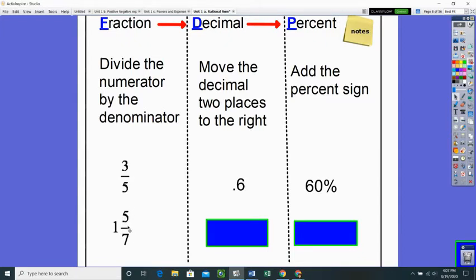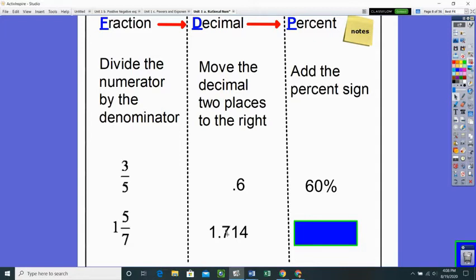1 and 5/7, the book likes to say you got to go to improper number. I disagree. If you have a whole in front of the fraction, you're going to have a whole in front of the decimal. So just put that 1 in front and then forget about it. And then do the same thing you did up here. 5 divided by 7 would give you 0.714. Put the 1 out in front, and 1 and 5/7 is the same thing as 1.714.